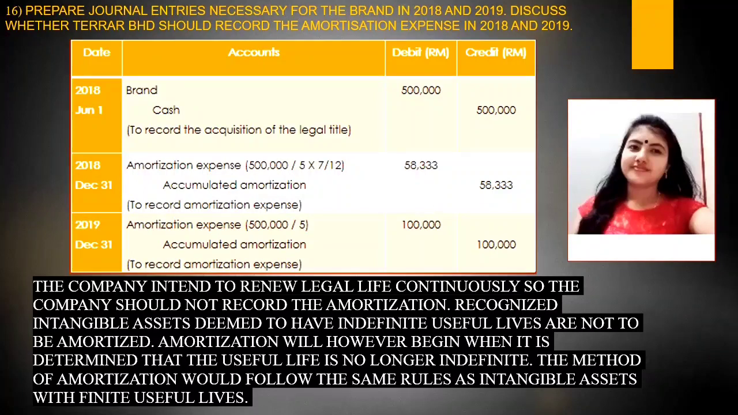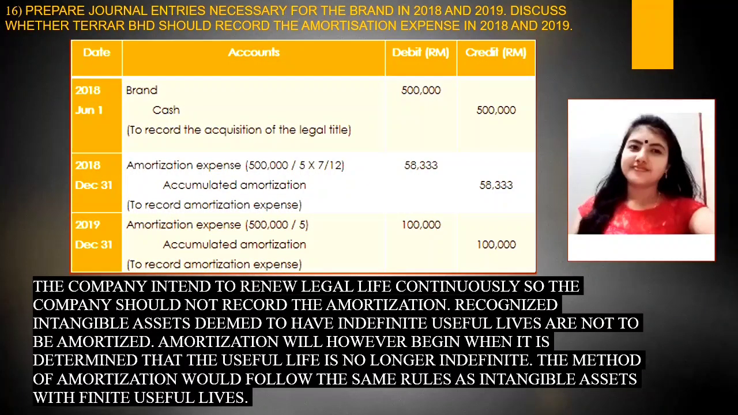Hi, my name is Sharmeeta Mariappan, matric number 280127. I am going to present question 16: prepare journal entries necessary for the brand in 2018 and 2019, and discuss whether Terhar Berhad should record the amortization expense in 2018 and 2019. On 1st June, the company acquired legal title to a leading motor brand, so we record debit brand, credit cash amounting to 500,000.